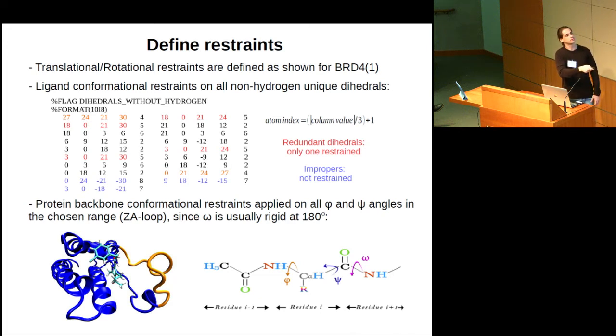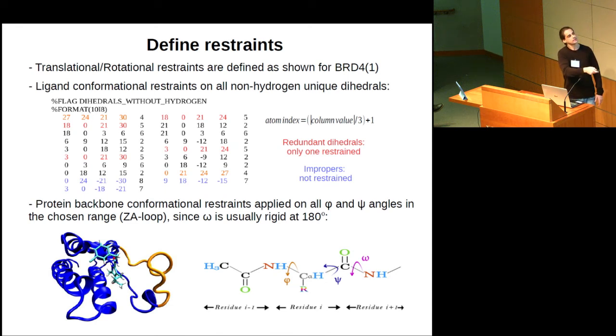This is the ZA loop, so this is very flexible. I don't want this stuff moving around when I pull the ligand out. So I just restrain this part, choose a sequence, let's say from residue 10 to 40. And I restrain all the phi and psi dihedrals. I don't worry about the omega ones because these are usually very rigid at 180. Rarely they're 0, but they're usually 180, so I don't have to worry about them. So this is all automatic as well.